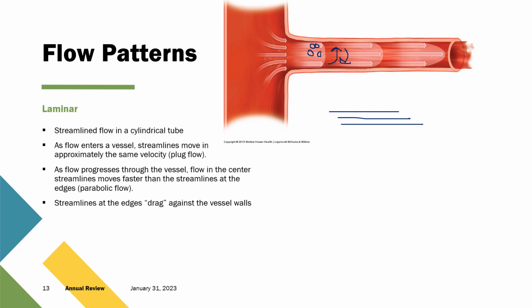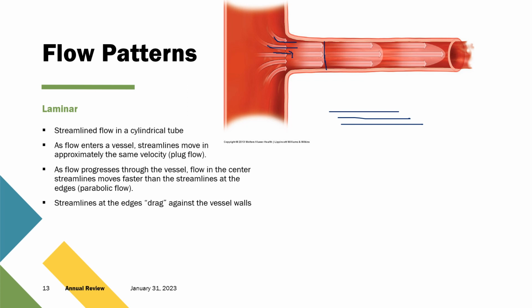Now, there's a few different types of laminar flow. You see here that at the origin of a vessel, as our blood enters that vessel, all of the blood cells are moving at relatively the same speed, but they are running parallel to each other. So this is kind of like a very close horse race. They're all running at the same speed. This would be laminar plug flow, because it looks like the plug of a syringe.